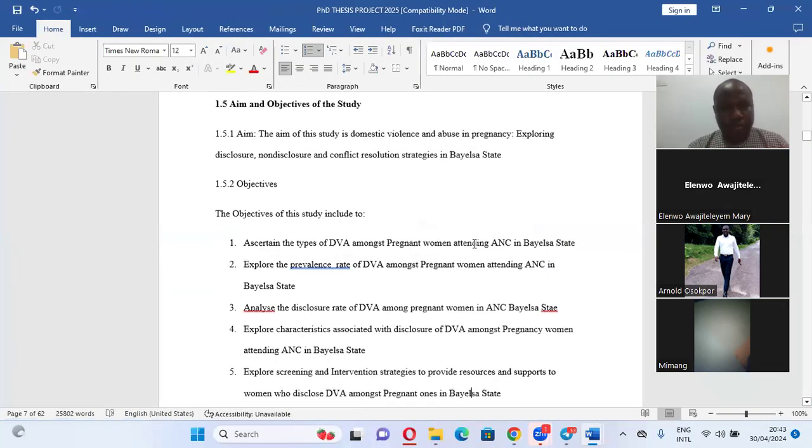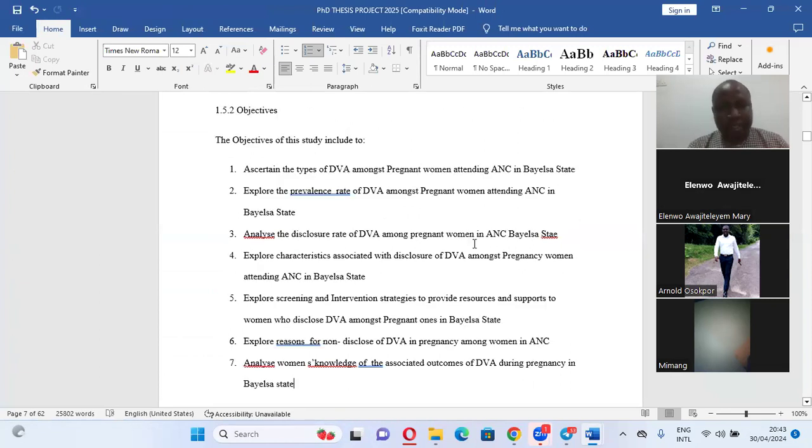Now look at the first one. Ascertain the types of DFA amongst pregnant women attending ANC in Bayelsa State. Now this first one, we can use quantitative for it. All right. Explore the prevalence. Once you say explore, you are dealing with qualitative.